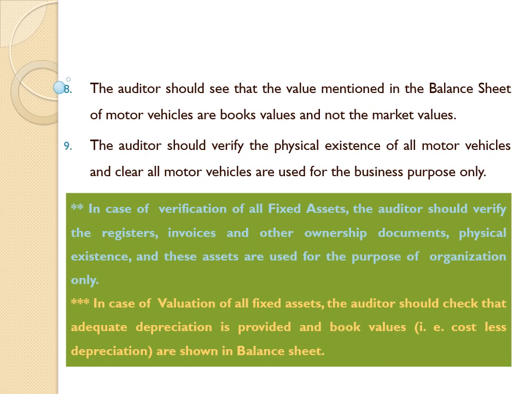This is our discussion. I also highlighted certain point here. See, in case of verification of fixed asset, the auditor should verify the registers, invoices, and other ownership documents, physical existence, and these assets are used for the purpose of organization only. This is very important to write anywhere in the point of verification of asset.